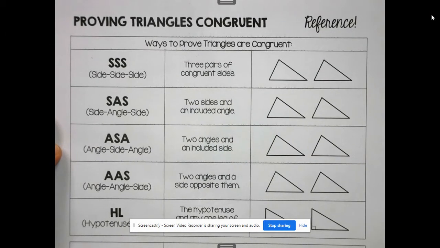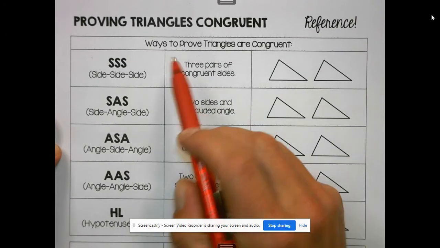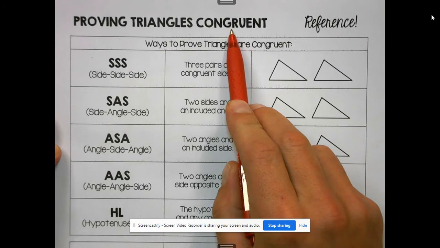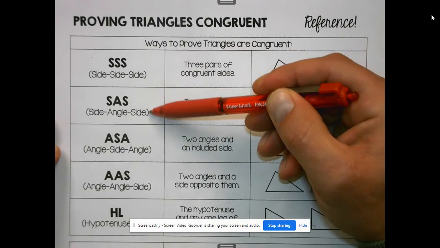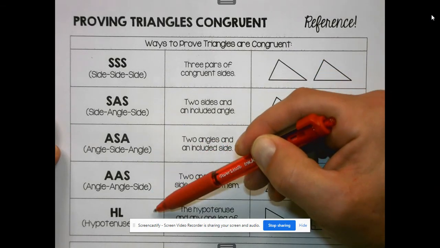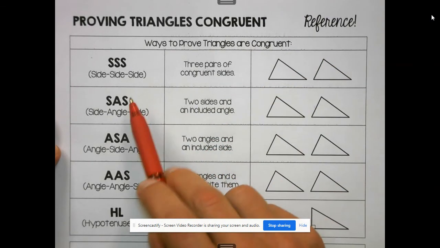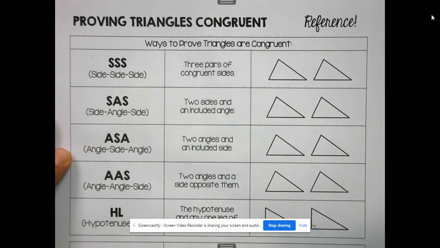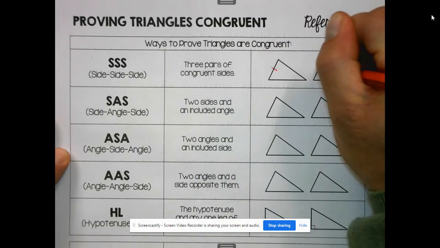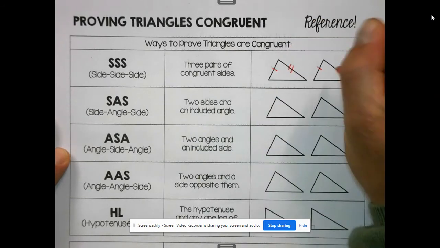All right, for this quick little lesson, I'm going to walk you guys through the reference sheet for proving triangles congruent. If you look at the left-hand side column, these are the 5 ways that we'll talk about this week and how to prove triangles congruent. First one is side, side, side. You've got to have 3 sets of congruent sides. So we'll mark your diagrams up just to show you what it looks like for side, side, side.